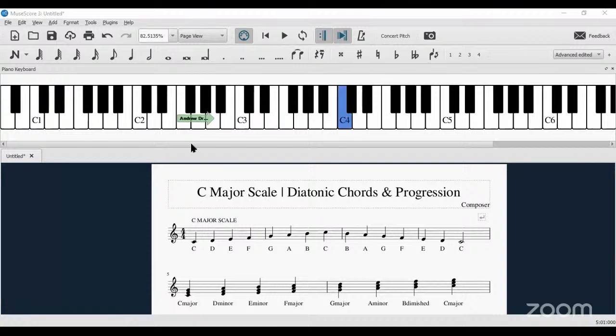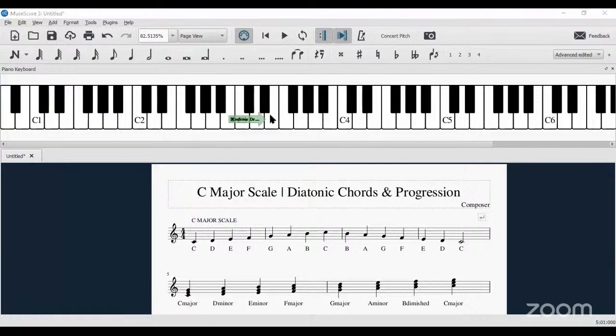So from here, or let's use this one. Right. From here to here is a half step, but from here to here is a whole step. From D to D sharp is a, that's right, half step. And from D to E is a whole step.